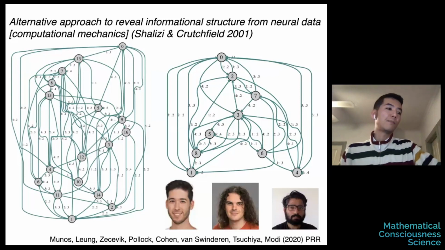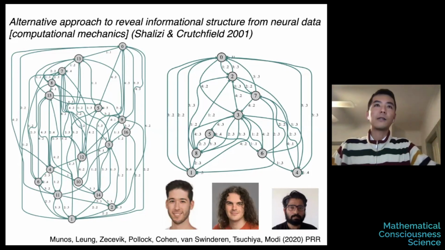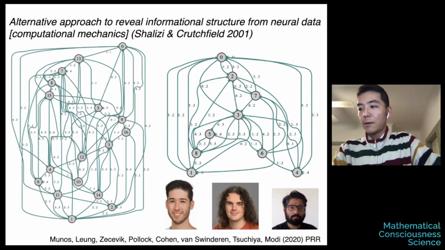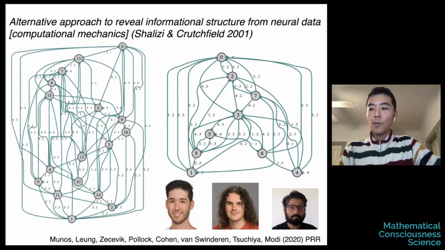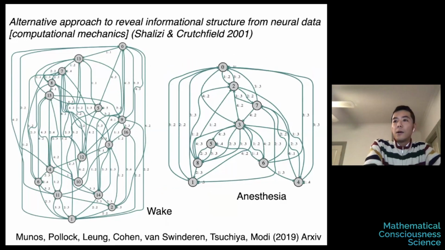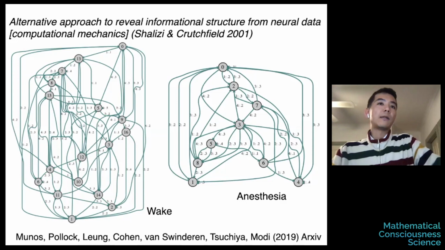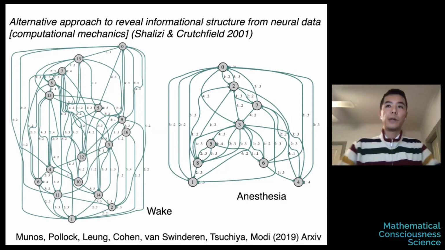Maybe I should have prepared a poll, but who thinks that the right side, the simplistic one, is the model from the awake flies or anesthetized flies, and the left side is awake or anesthetized? Maybe you already know the answer, but the right side is actually from the anesthetized fly brain, and the left side is the awake brain.